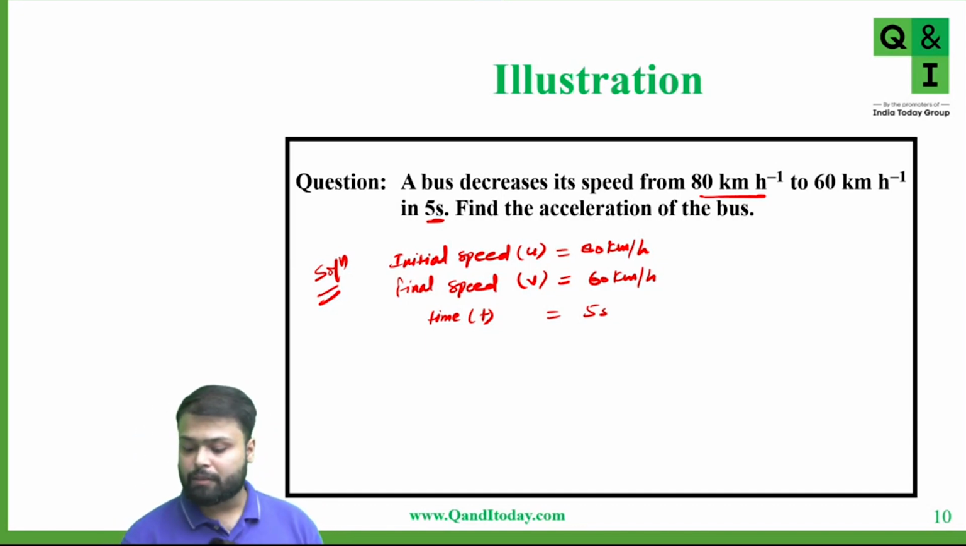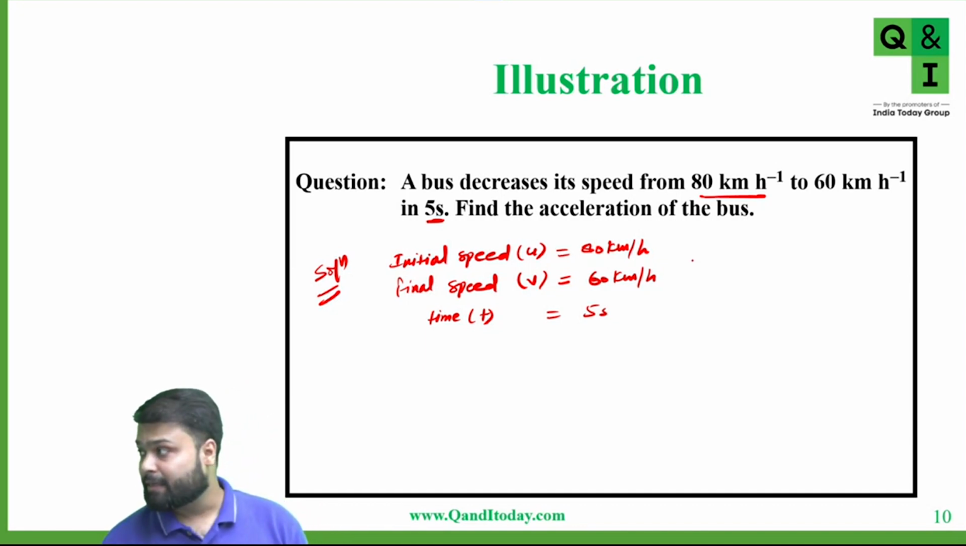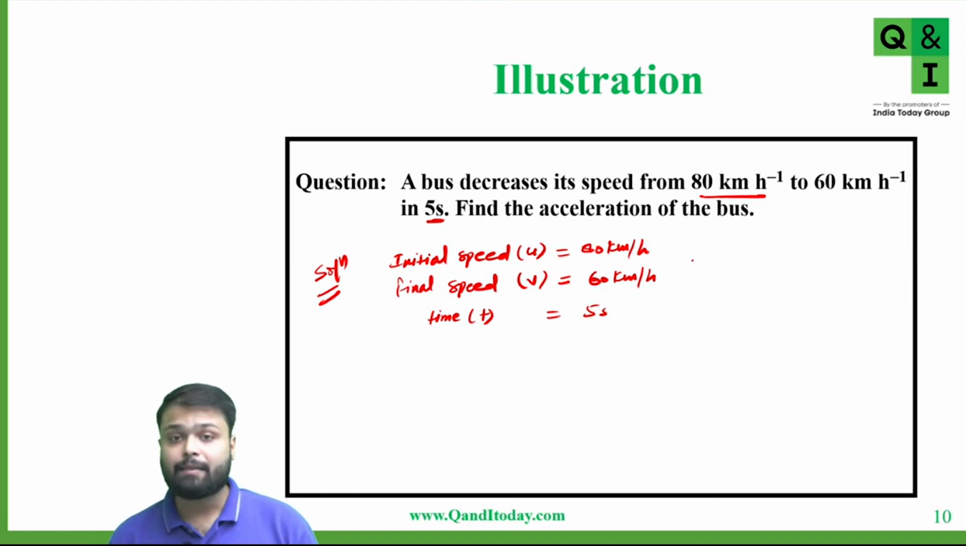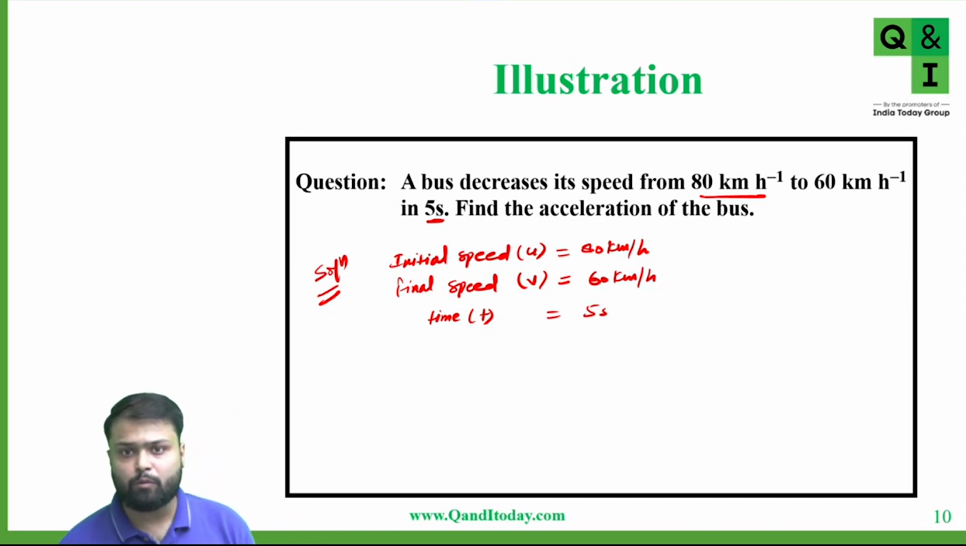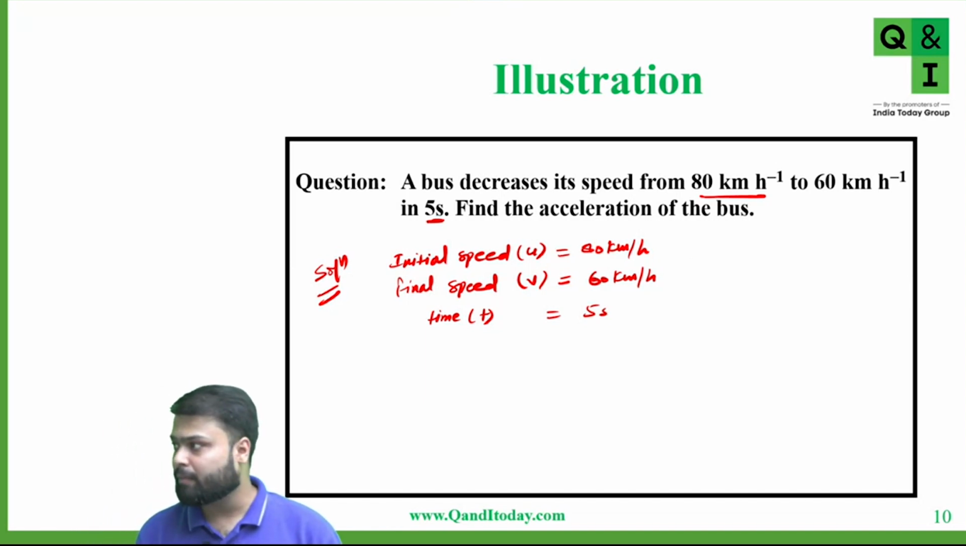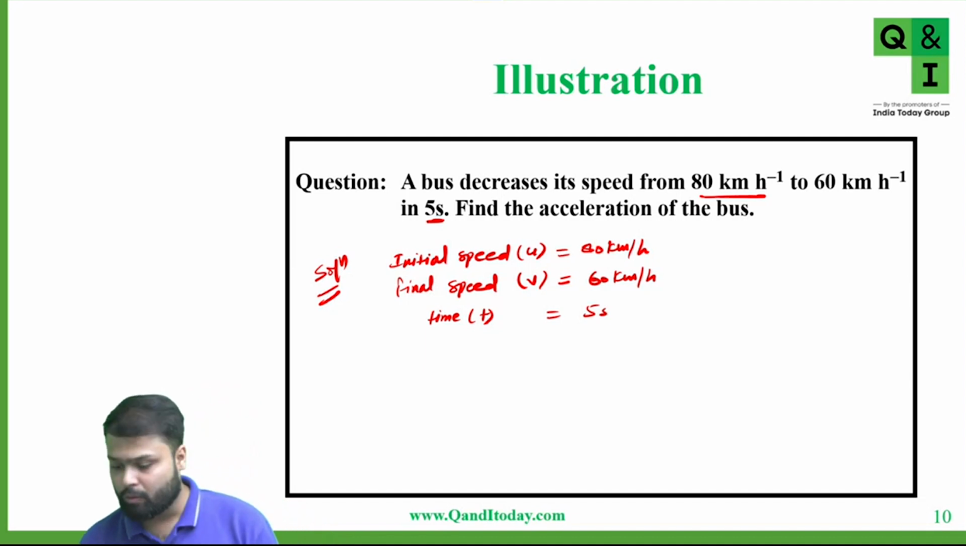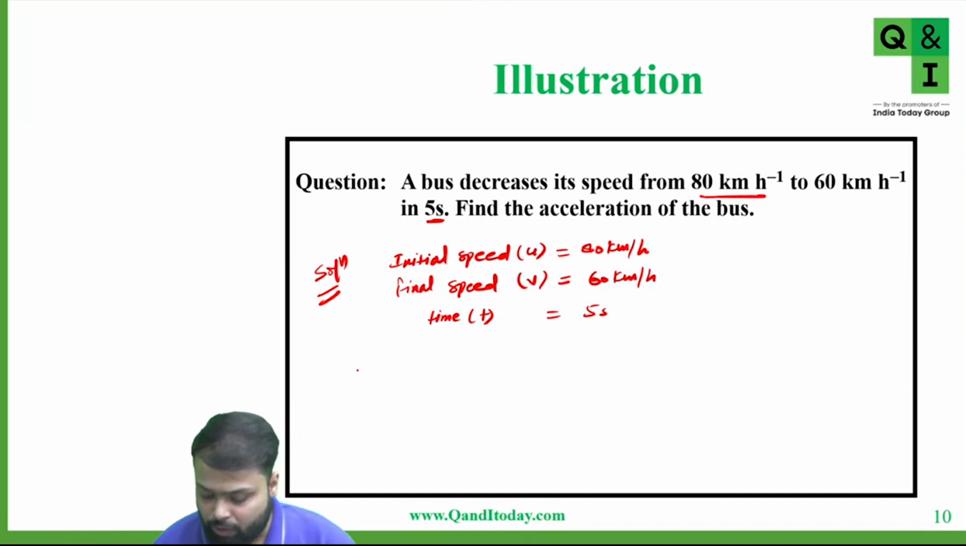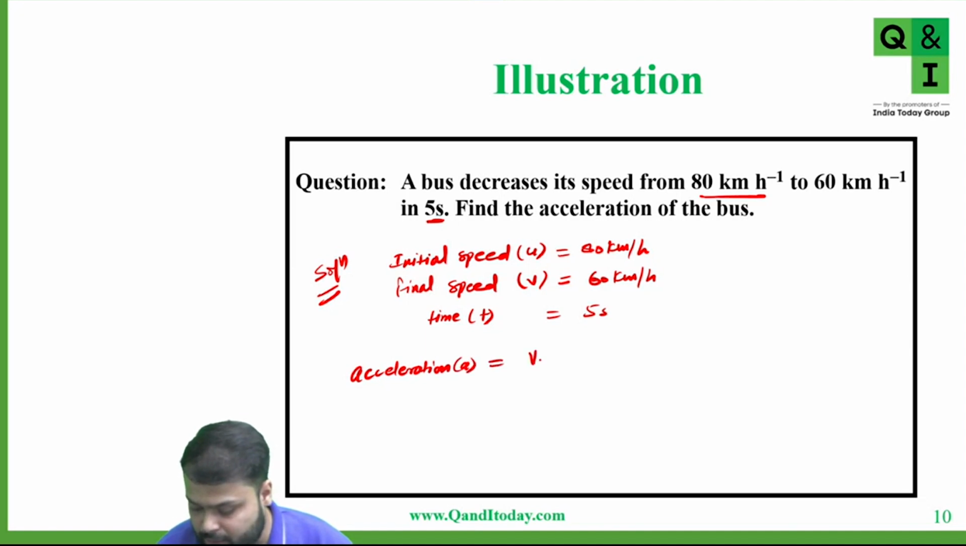Why? Because speed of bus is decreasing from 80 to 60. That means here acceleration is not supporting the motion, it is opposing the motion. So answer will come in negative. Okay, very good. So now we will use the formula that acceleration is change in velocity, that is final velocity minus initial velocity upon t.